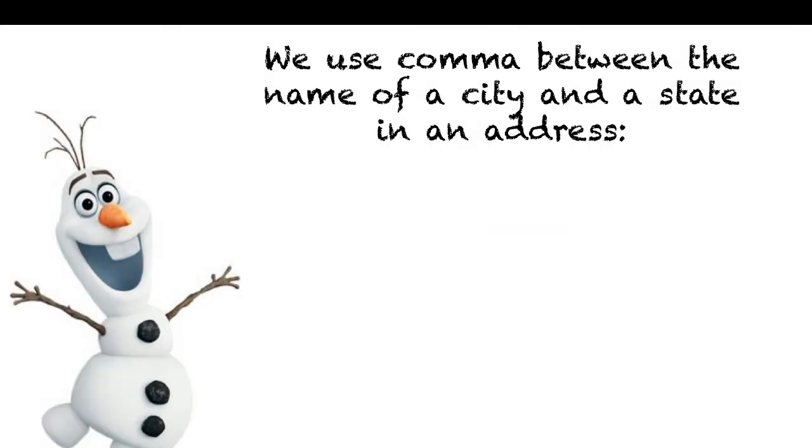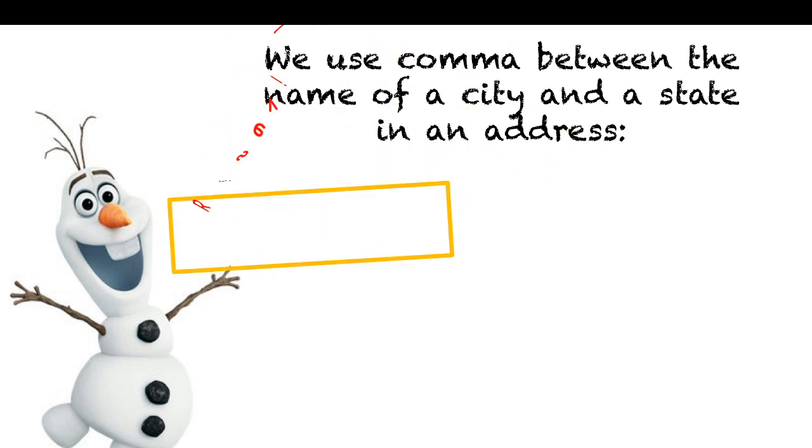Now, we use the comma between the name of the city and a state in an address. This is really a little bit difficult, so pay attention really hard. When you're writing an address, it has 3 parts, sometimes 2 parts, sometimes 3 parts. First part is the city, the city where people live. You need to give the city. The second part, because our books are American books, we need to write the state.